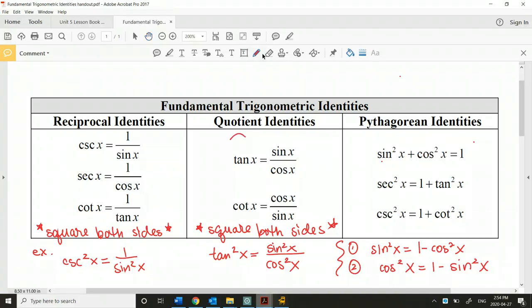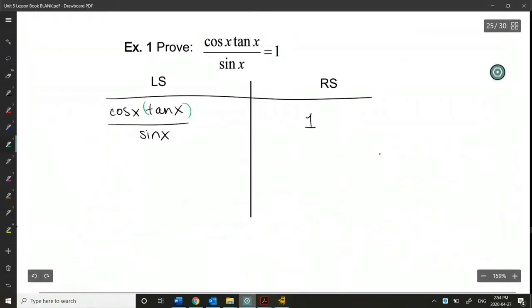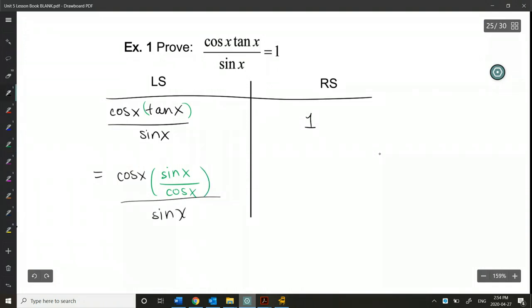If you found the one in the middle, which is tan x equals sine over cosine, you're right. That's what we're going to replace tan x with in our actual trig identity example here. So let's do that. So in place of tan x, I'm going to sub in its identity, which is sine x over cos x. Okay, so nothing fancy going on here.